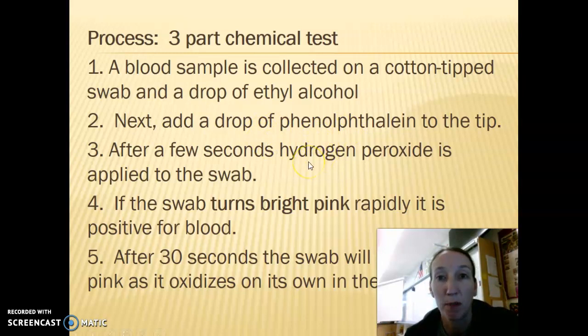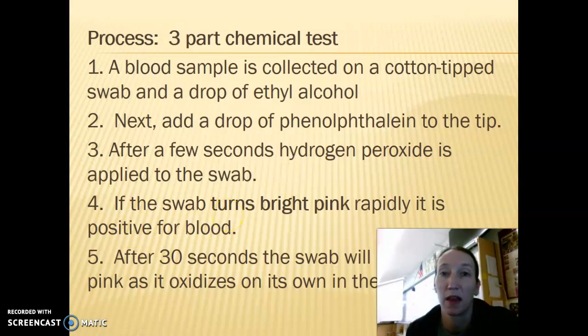Now, one way that we can speed this reaction up so we can tell right away if it's blood or not, and not just oxygen from the air, is by adding hydrogen peroxide. Hydrogen peroxide is a catalyst. It speeds up reactions. When hydrogen peroxide meets up with the iron in hemoglobin on the red blood cell, it breaks it apart and produces oxygen and water. Once that oxygen is available, the phenolphthalein picks it up, and it turns pink. So it's going to turn pink immediately.